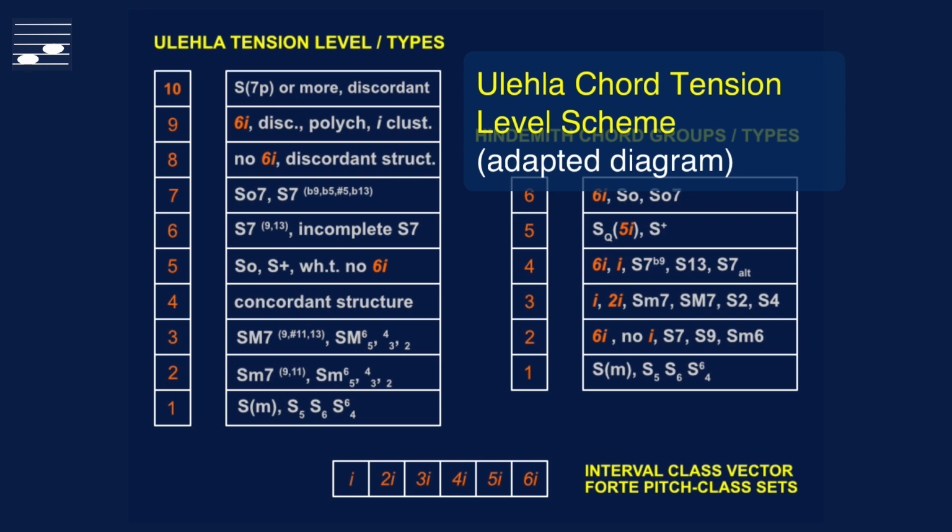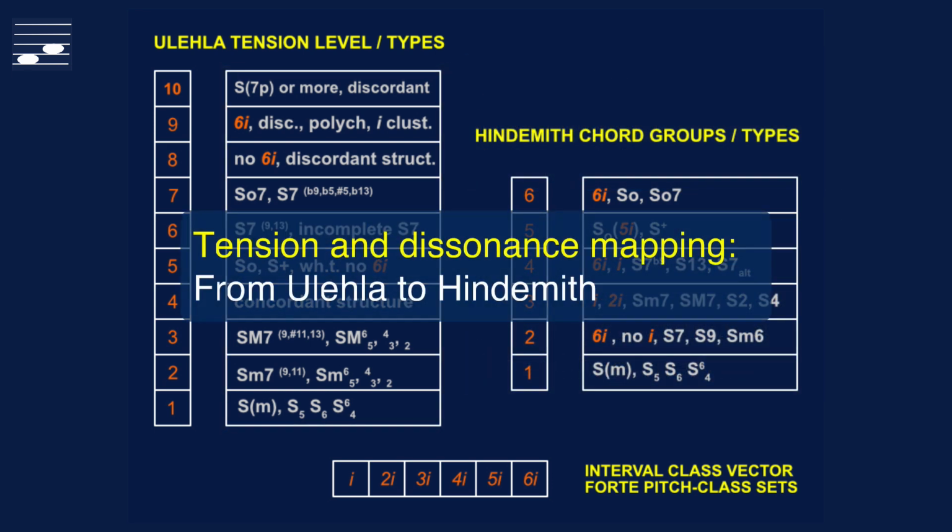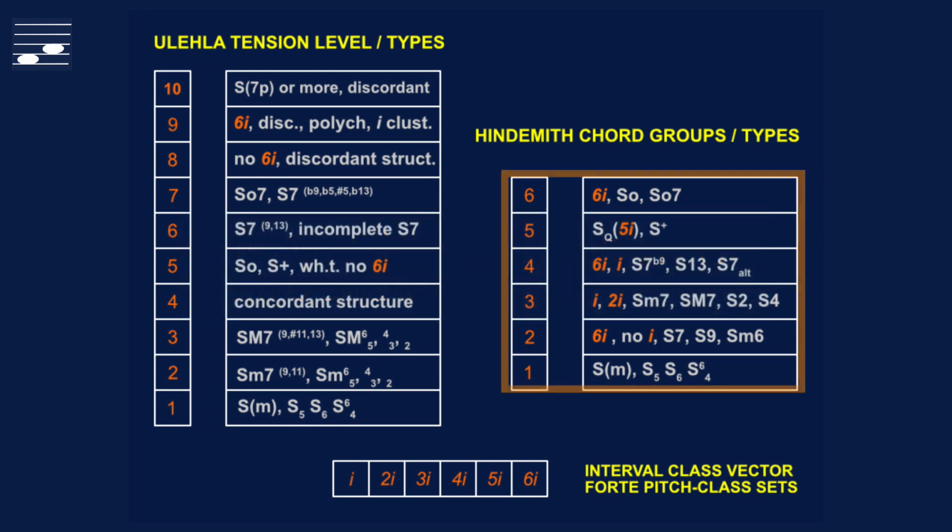On the left we see the Ulehla chord tension scheme with 10 levels. For each level there's a short description of the chord structure types. I use the symbol i for the semitone interval. I'll map 9 Ulehla levels on the Hindemith chord group classification shown on the right.